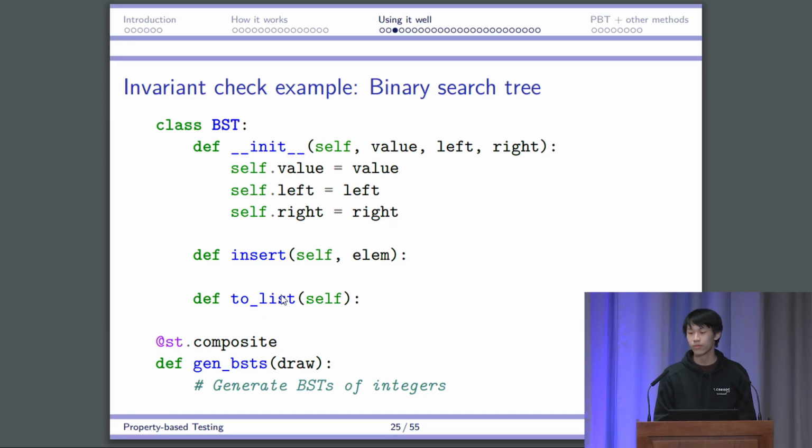So let's do an example. I have a binary search tree here with a value stored and a left and right, each either None or pointing to another binary search tree. Then I have a function called insert, which allows me to insert an element into the binary search tree, and a function called toList, which outputs the elements of the binary search tree in an in-order traversal. And let's suppose that I made another composite generation strategy for generating binary search trees. This is just for writing tests later.